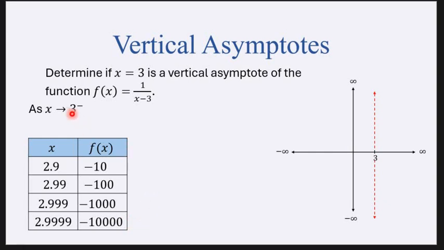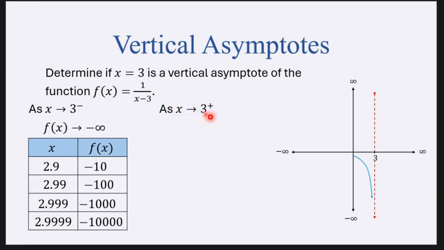So as x approaches 3 from the left, we have the same behavior as the reciprocal function had when we approach 0 from the left. It's approaching negative infinity. So f of x approaches negative infinity.